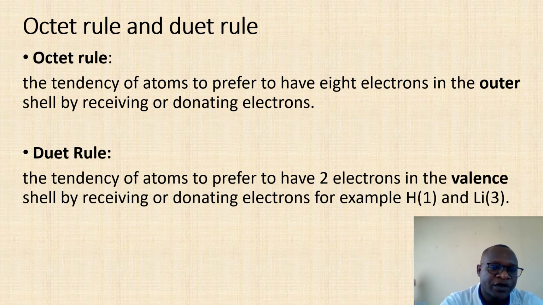Then we have the duet rule, and this is only applicable to just 2 elements, and those elements have got a tendency to prefer to have 2 electrons in the valence shell or the outer shell, either by donating or receiving. For example, hydrogen has got only 1 electron. It has a tendency of receiving another electron so that it can have 2 electrons. Lithium has got 3 electrons. It has a tendency of donating 1 of the outer shell electrons so that it ends up with 2 electrons in the outer shell. That is the octet rule and the duet rule.